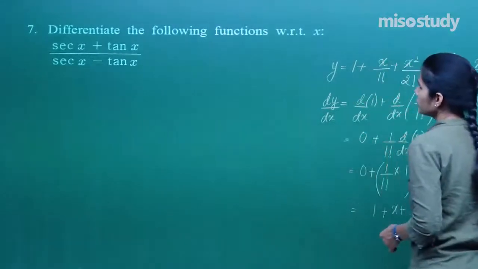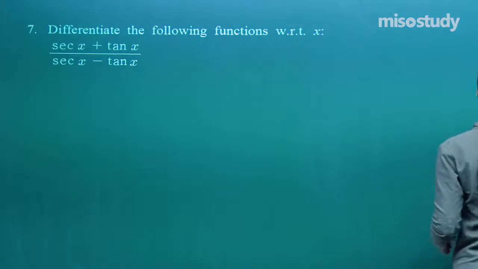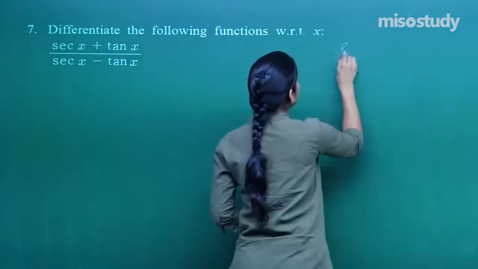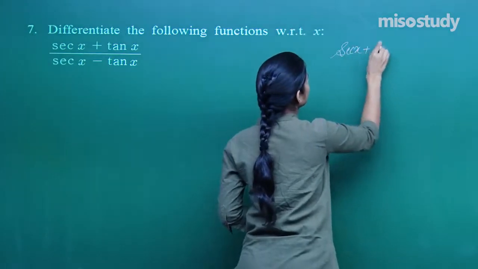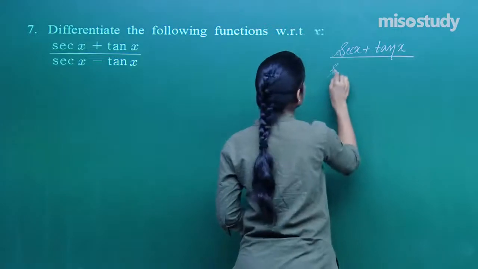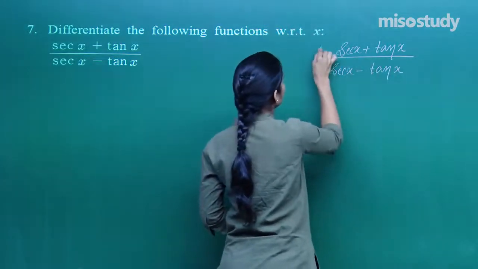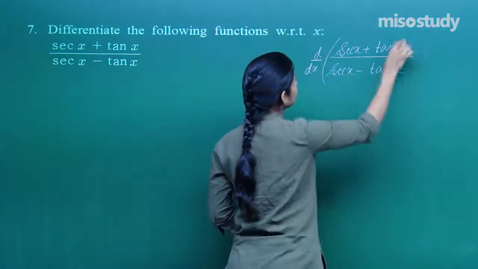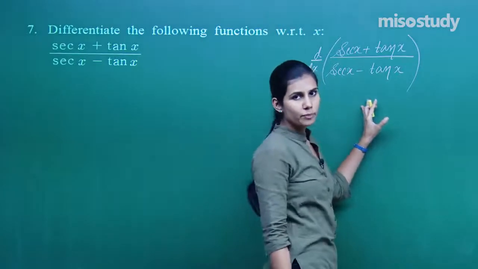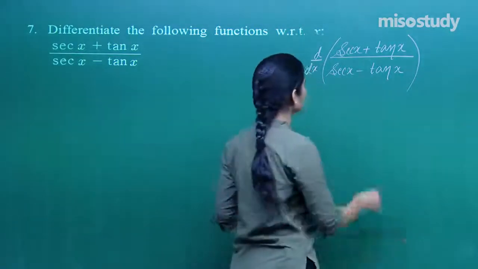Differentiate this function with respect to x. So let's write down this function and differentiate it with respect to x. Sec x plus tan x whole upon sec x minus tan x. I am supposed to differentiate this function. The moment quotient is involved, quotient rule pops in mind, but somehow we need to simplify this, then we are going to get back to the quotient rule.